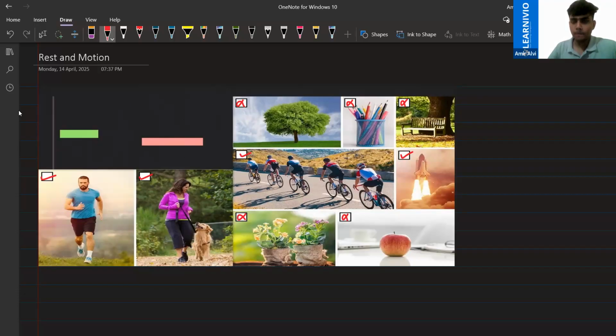Okay, one by one. Just a little bit of focus. I'm asking what is the common thing when the object is in motion and when the object is at rest?